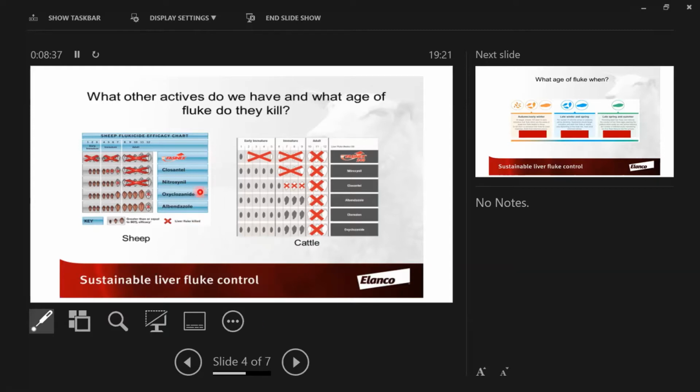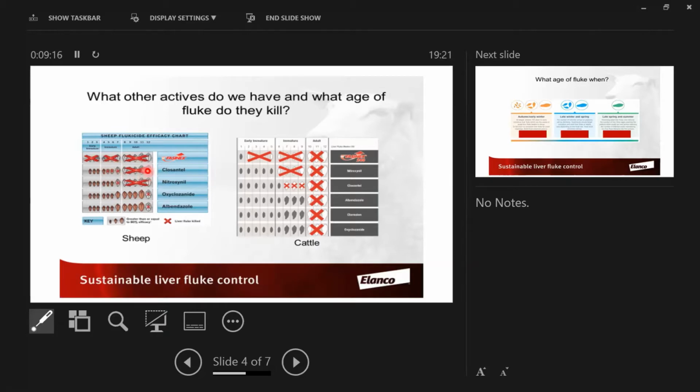If we take a look at this product here, which we call Fasinex, essentially it's triclabendazole. One of the active ingredients is called triclabendazole, and triclabendazole in sheep will kill all 3 stages down to 2-day-old. So we're looking at adult, immature, and early immature. When we look a little closer at closantel, which is the next product down, that will kill down to about 5-week-old liver fluke in the animal.